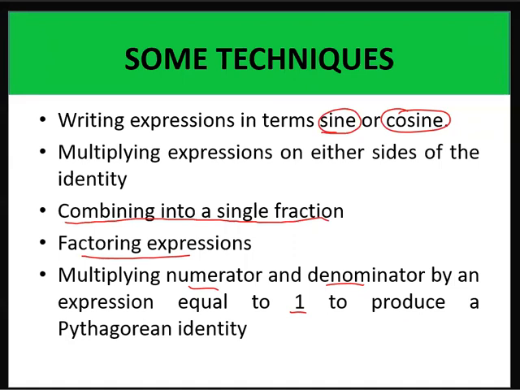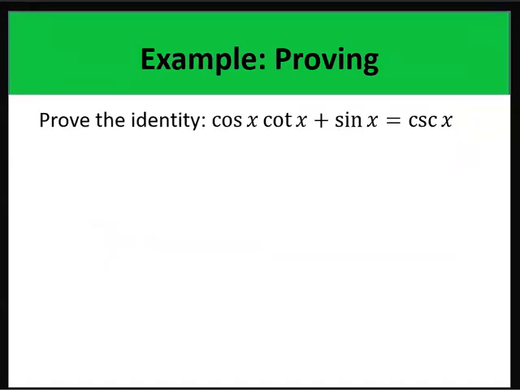Now, let's have examples for proving identities. Let us prove the identity cosine x times cotangent x plus sine x equals cosecant x. Observe that this particular identity consists of cotangent and cosecant, which means we can write cotangent and cosecant in terms of sine or cosine. First, let's decide where to start. Are we going to manipulate the left-hand side or the right-hand side?